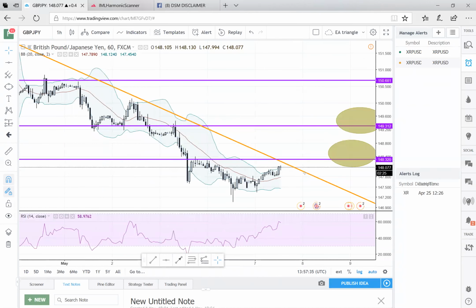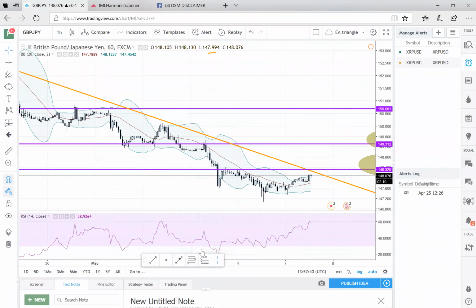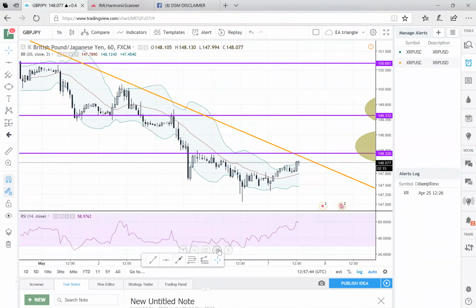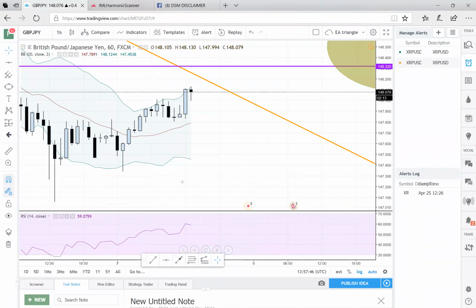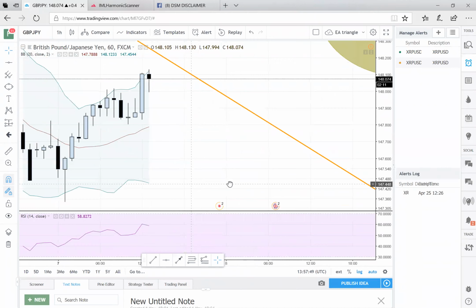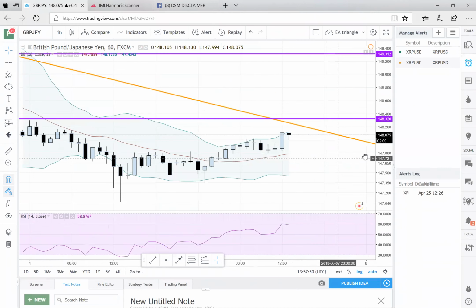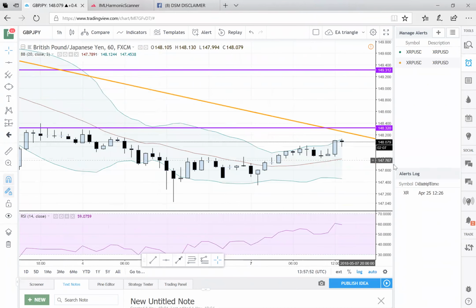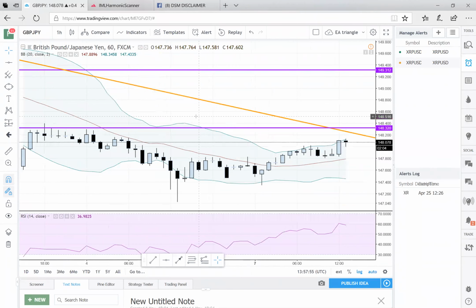Boom. Okay, so let me zoom in. This is what I'm talking about. This is what I need, right? I'm not ready to enter this trade, but we've done our analysis on this trade. This is what I want to see, right? This is what I really want to see on this particular trade.